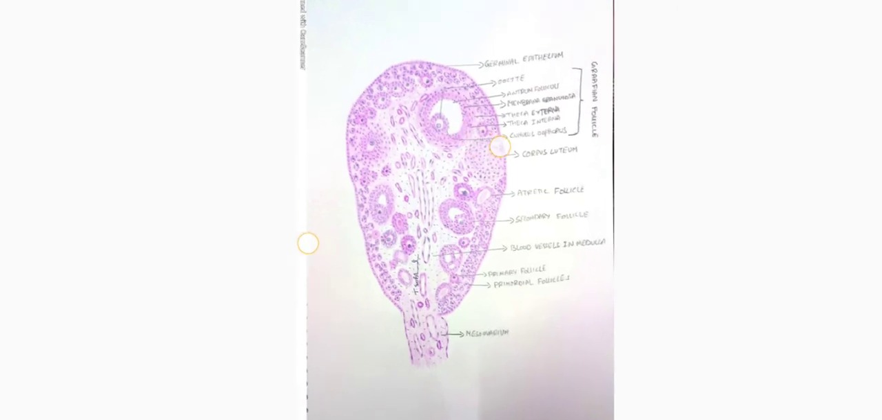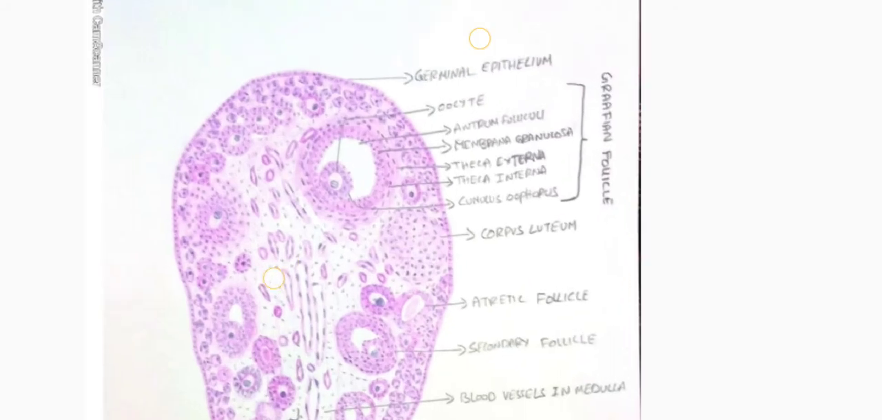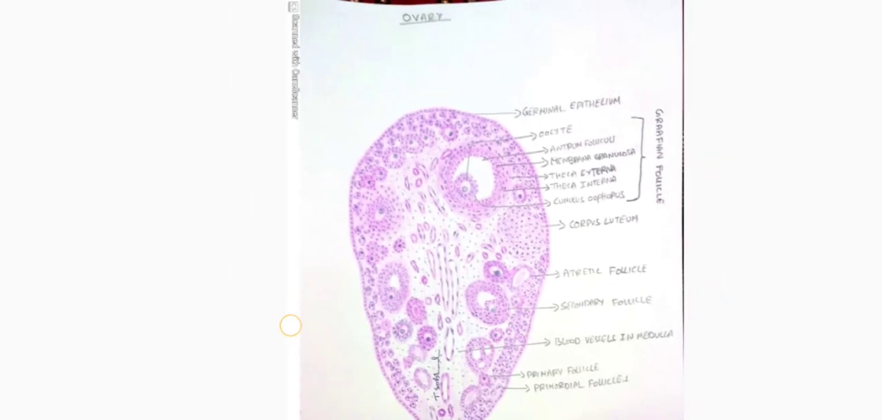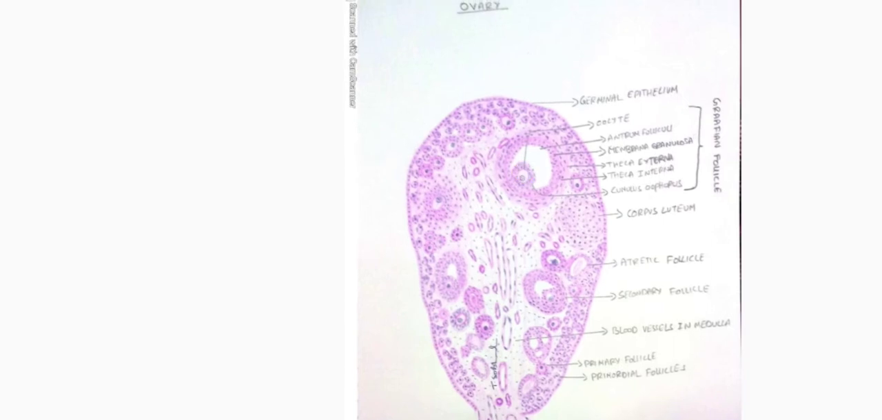This is the histological diagram of the ovary. See the parts. This is the germinal epithelium, this is the oocyte, the antrum folliculi, and this is the membrana granulosa.